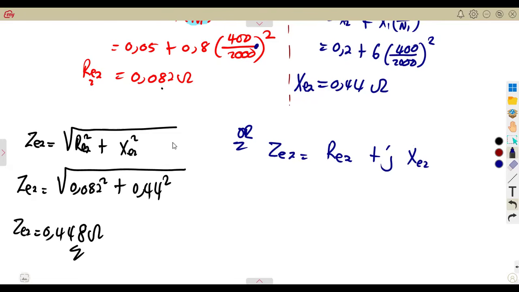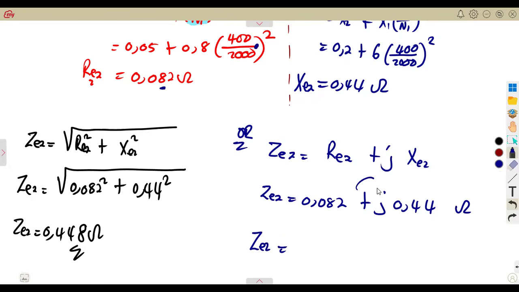So that is what you're going to have. So meaning, you just substitute. What corresponds to our equivalent impedance of the secondary? 0,082 plus jXE2, which is 0,44. So this is our equivalent impedance as referred to the secondary, and we can write this in polar form.